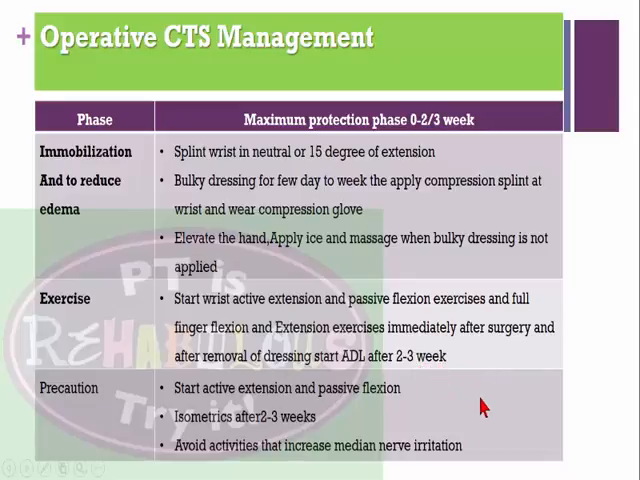Especially typical tendon gliding exercises like the hook fist, as we have already seen earlier how to bend the finger, we can also apply for this operative management. We have to take care, or we can call it the precautions. So we start active exercise for extension, then passive flexion exercise.